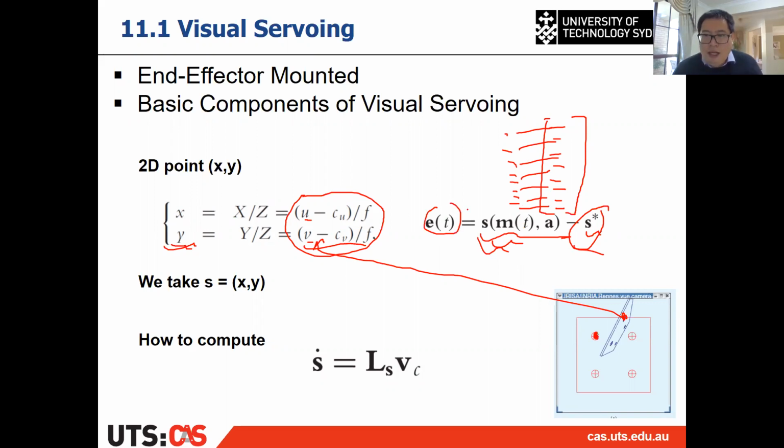So in this case, for each point, you have 2 values, x and y. And here you have an 8 by 1 vector for S star. You also have an 8 by 1 vector for S, and then E is also 8 by 1. All right. So you know how to calculate E already.